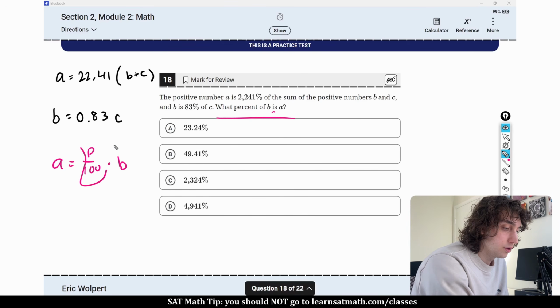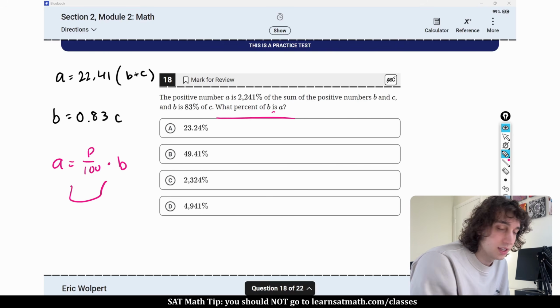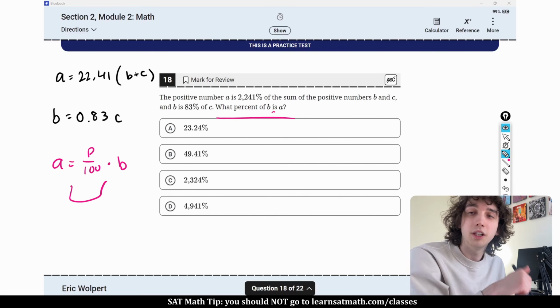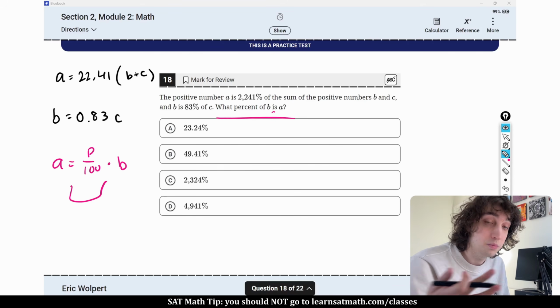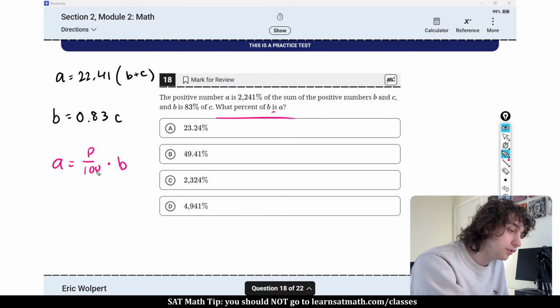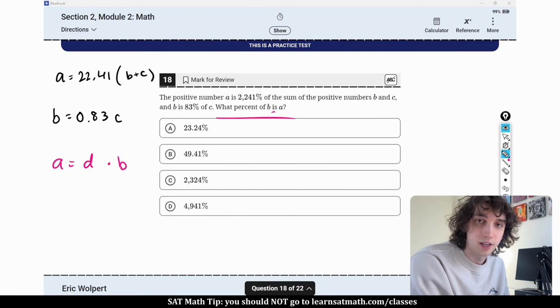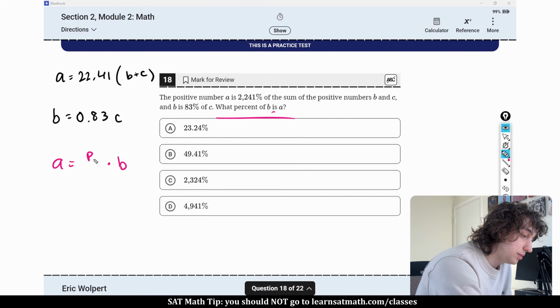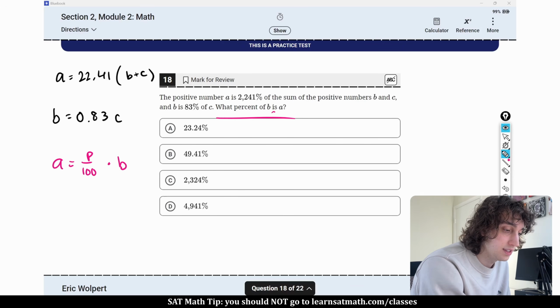And I'm writing P over 100 because we want to treat the percentage as a decimal, but we are ultimately solving for the percentage P. We're not solving for the decimal version of that percentage. If you'd rather treat this as a decimal and then convert it at the very end, you can totally do that. But to be super formulaic about this, anytime I see what percent, I'm going to write P over 100.